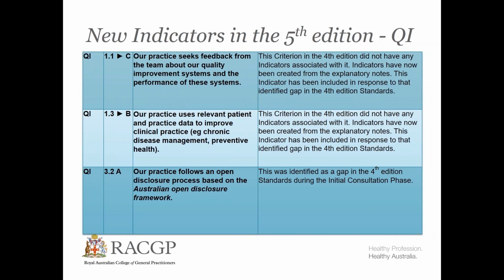And some new indicators in the quality improvement module. We've got QI 1.1c, our practice seeks feedback from the team about our quality improvement systems and the performance of these systems. QI 1.3b, our practice uses relevant patient and practice data to improve clinical practice, for example, chronic disease management or preventative health. And QI 3.2a, our practice follows an open disclosure process based on the Australian Open Disclosure Framework. And that was identified as a gap in the 4th edition standards during the initial consultation phase.